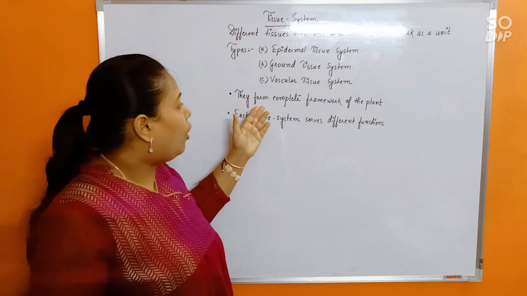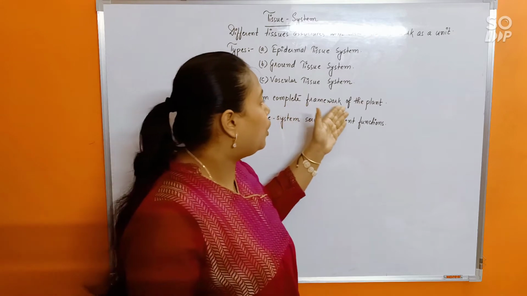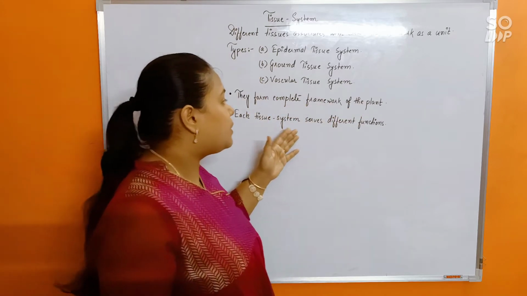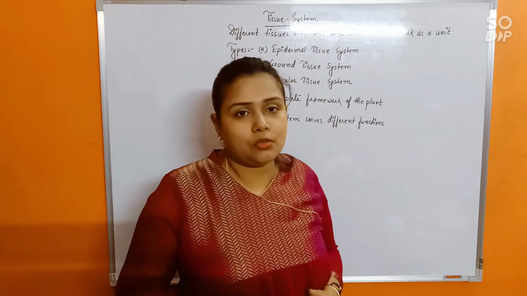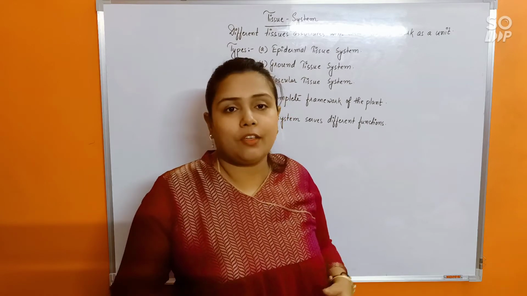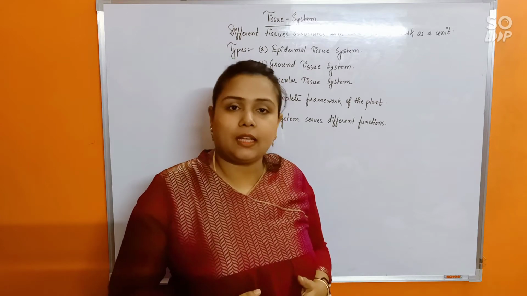See, these three together form the complete framework of the plant body, and each tissue system serves different functions. Of course, all the three different types of tissue system will serve different functions in the plant body. They have very specific functions. Now, what are those specific functions? Let us discuss in details.